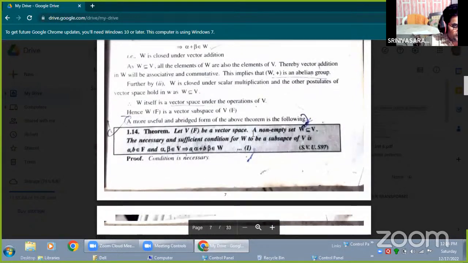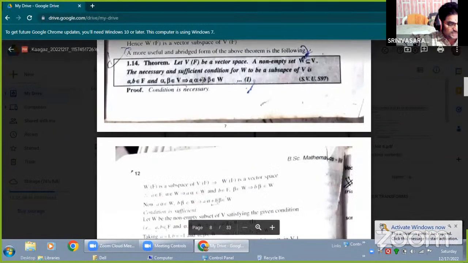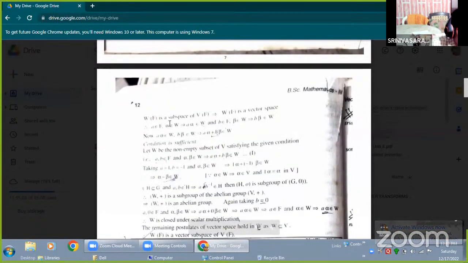Let V(F) be a vector space. Now the non-empty subset W is contained in or equal to the vector space. According to the necessary and sufficient condition for W to be a subspace of V, the direct condition is a alpha plus b beta belongs to W. Their proofs were also already derived in the last class.